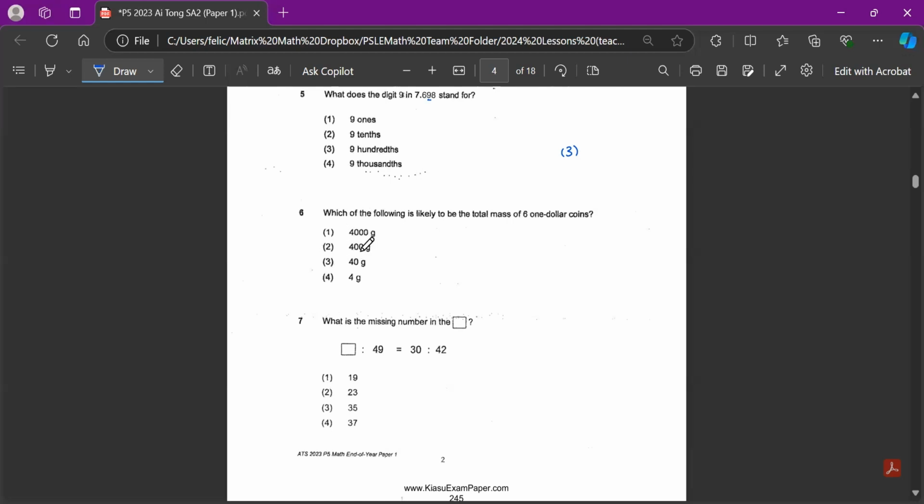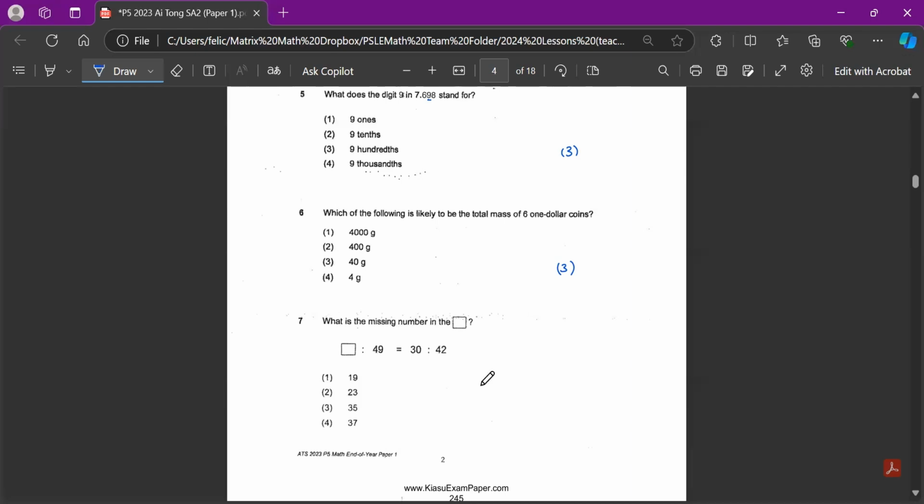400 grams is more like fruits. If you carry, say, two or three apples, that's about 400 grams. So that's definitely way heavier than the six coins here. 4 grams I would say is too little also. 4 grams is a really tiny amount. In fact, it's lighter than a normal eraser. So 40 grams would be the best fit in this case. It's about the mass of a few coins put together.